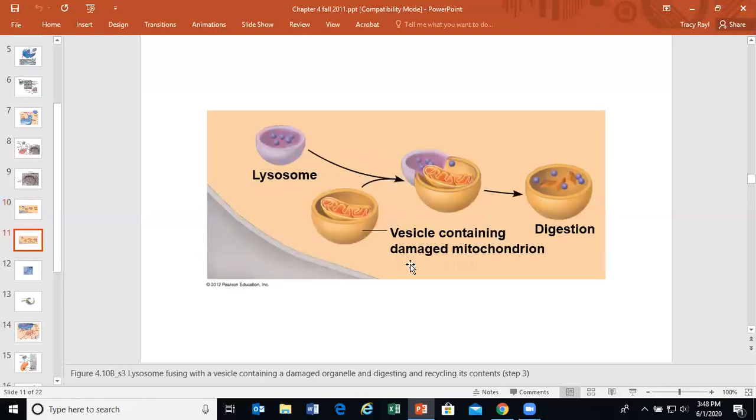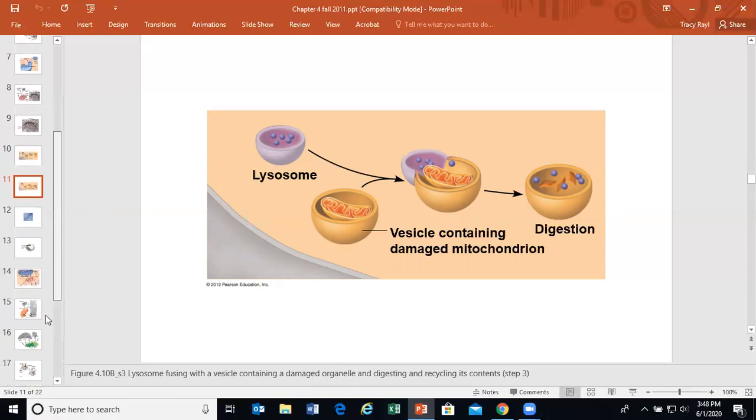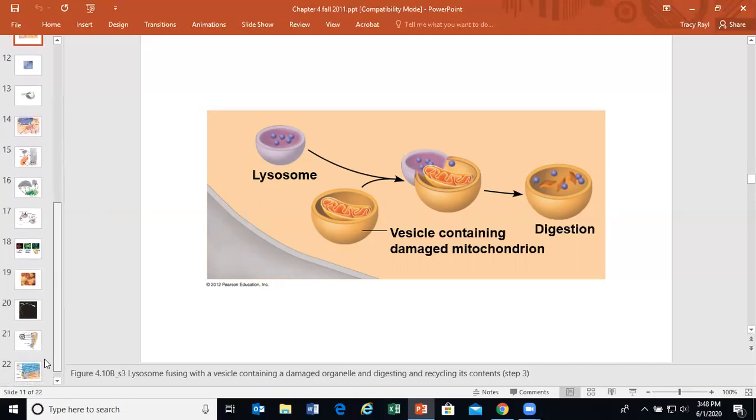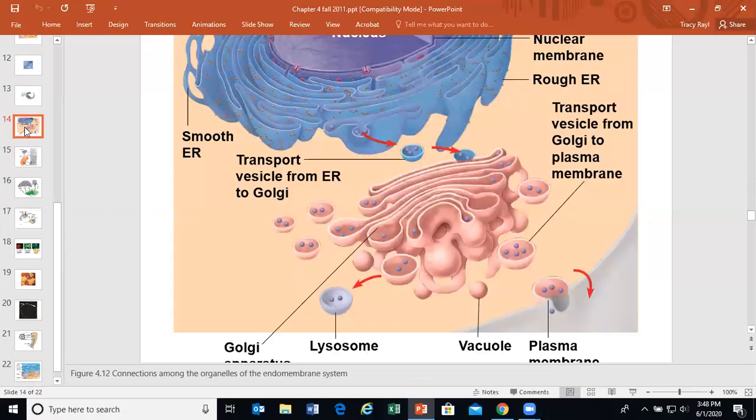In this case, you see here some damaged organelles where the lysosome will fuse with a vesicle with an organelle in it, and then digest that organelle. And that keeps the cytoplasm clean of defective organelles, because if your cytoplasm is cluttered with defective organelles, that could really impact the ability of the chemicals in the cell to move around and get from one place to another.